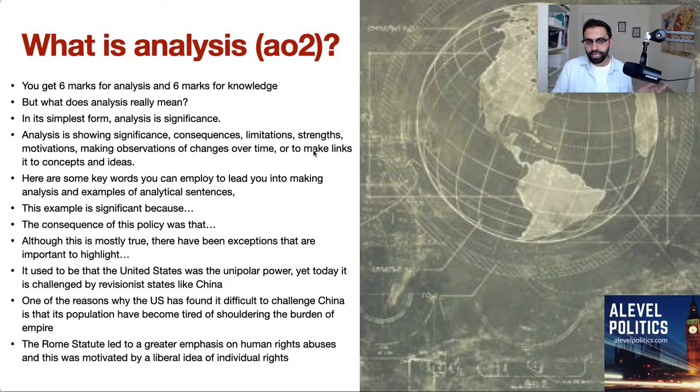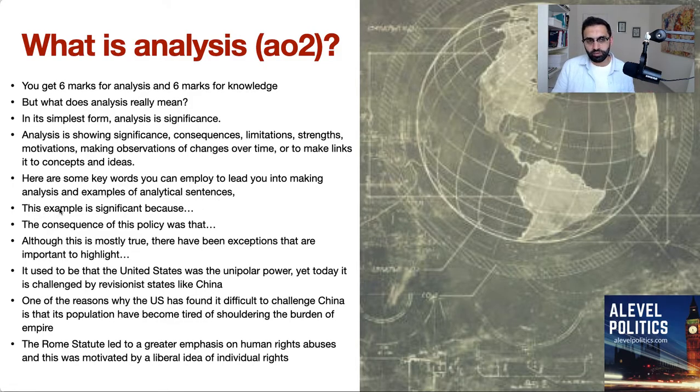I would say making links to concepts and ideas is a higher form. In fact, these are all higher forms of analysis. But I quite like it when I see students making links to concepts. So state sovereignty comes to mind. You can make links to state sovereignty, for example. Hyperglobalization comes to mind. So making those links helps with analysis. So here are some key phrases you can employ to lead you into making analysis and examples of analytical sentences.